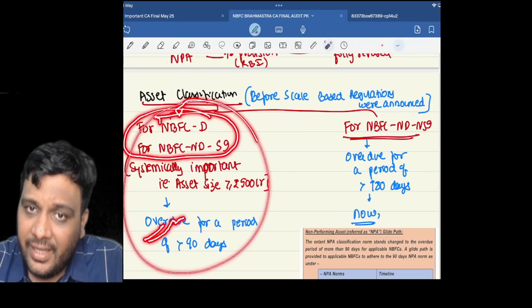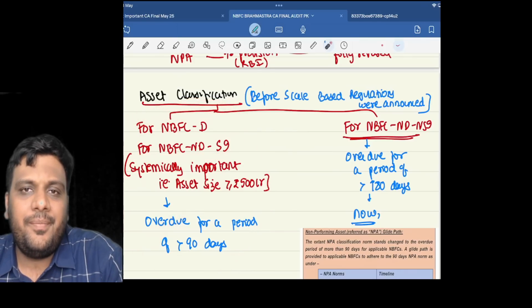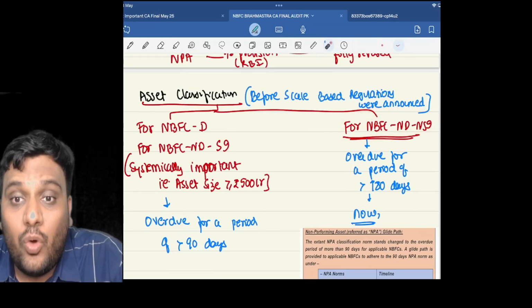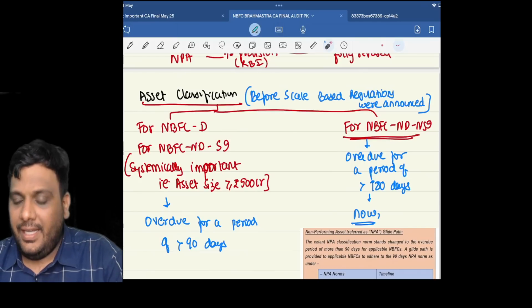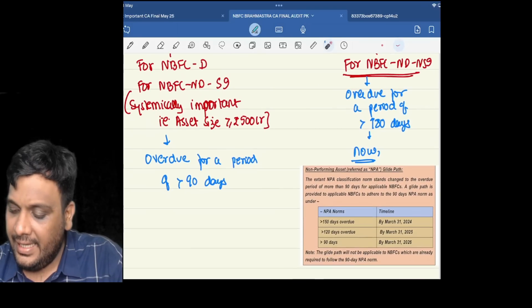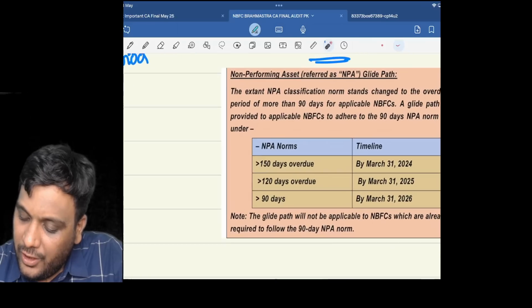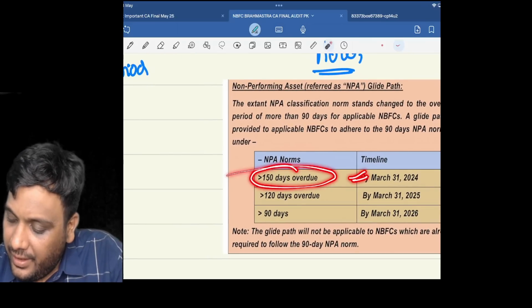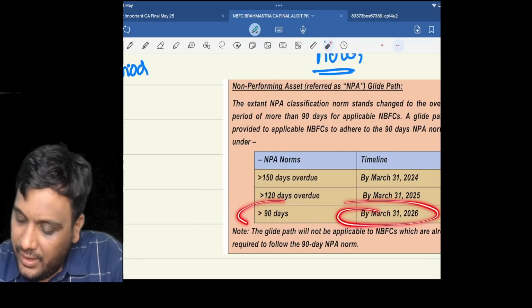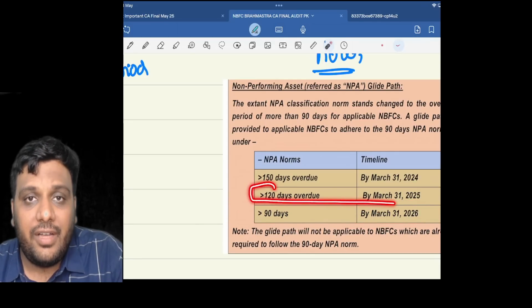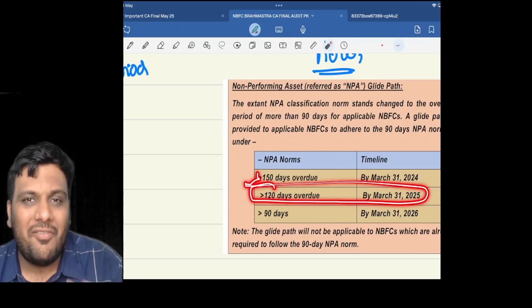However, for NBFC ND NSI, that means not accepting deposits, non-systemically important, the earlier period was overdue for a period of more than 180 days. And now they also need to follow overdue more than 90 days, but slowly, steadily, they have to follow. By 31st March 24, it is more than 150 days overdue. By 31st March 25, it is more than 120 days overdue, and slowly, steadily, they will reach more than 90 days overdue. So I think this figure becomes very, very important for the May 25 exams. Later on, from May 26 onwards, more than 90 days is common for all. So it will become very simple later on.